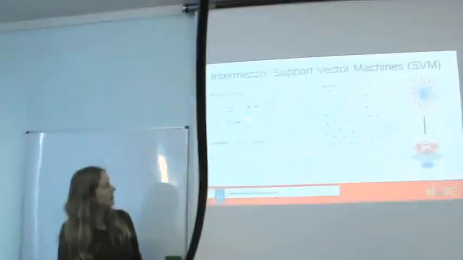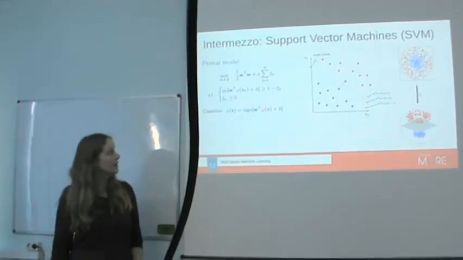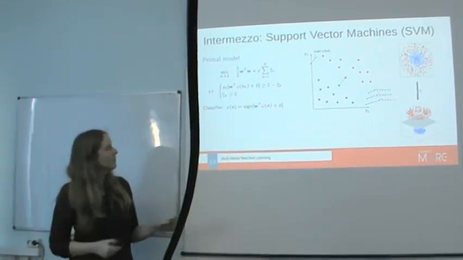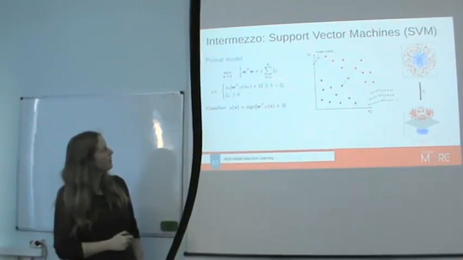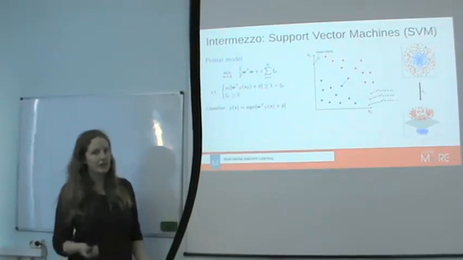So this is here with this feature map. So that's a simple support vector machine. It will always look like this. You have your objective function, you have some constraints, and then you have a classifier. Classify the points.